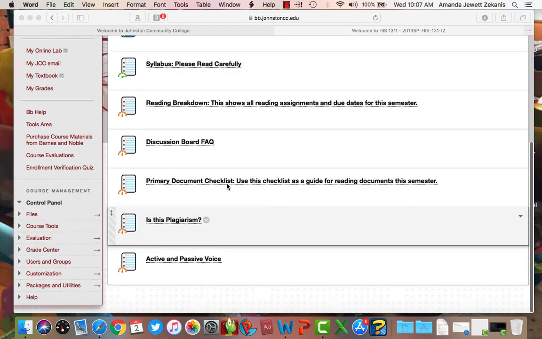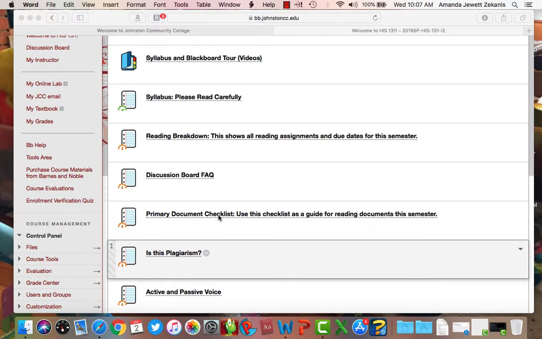This is a primary document checklist. This is just some things you can ask yourself as you're reading. Some of the questions include, what was the motivation of the author? What's left out of the document? What does the document talk about?